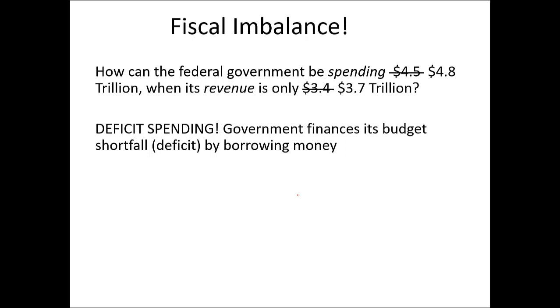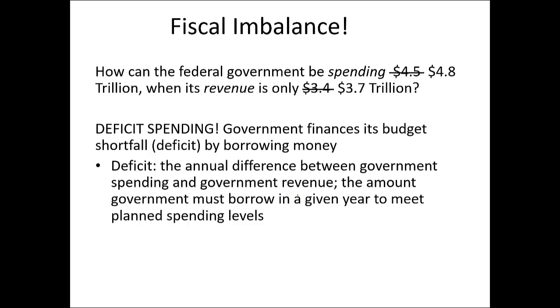You have to be either borrowing money or selling off stuff you own. Now, the government is not selling off stuff it owns, at least not nearly enough to pay for the shortfall, so that means it has to be borrowing money. Right? So let's do some terminology first.